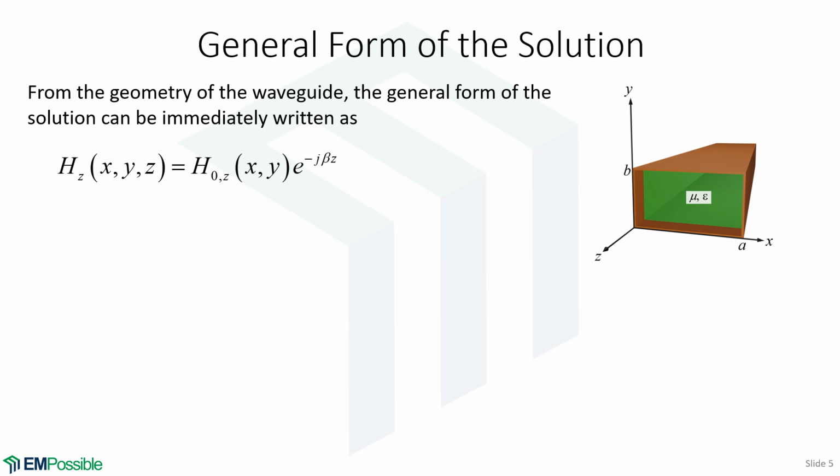So first, we will write the general form of the solution. We're solving for the Z component of H, and so we have the product of 2 terms. We have this amplitude term, which is a picture of the mode in the cross section, so it's only a function of x and y. And then we have the e to the minus j beta z. That's what's responsible for accumulating phase in the z direction, the oscillations in the z direction.